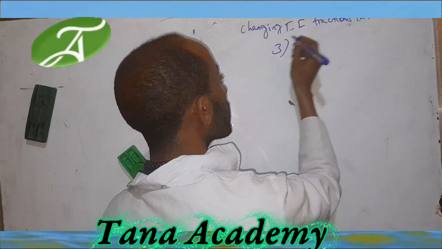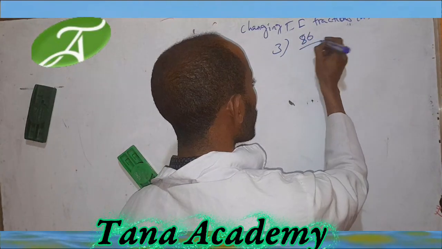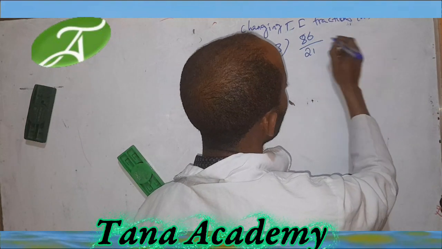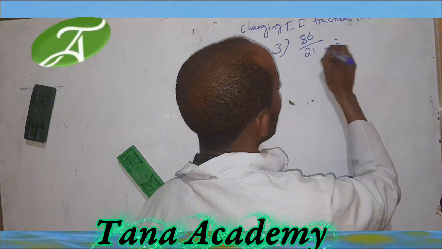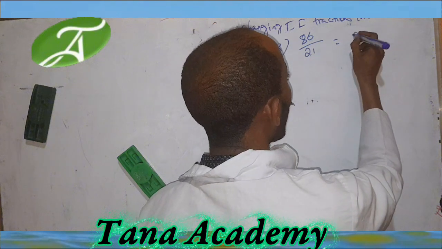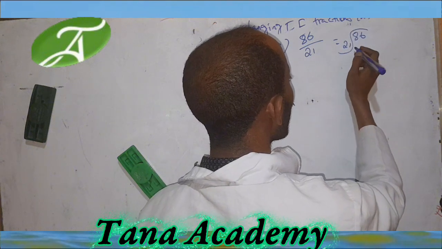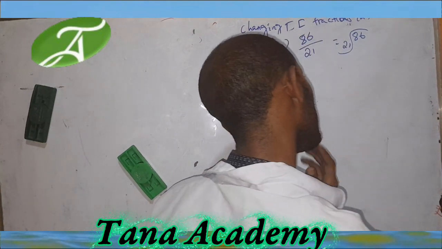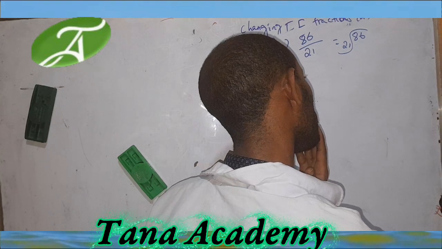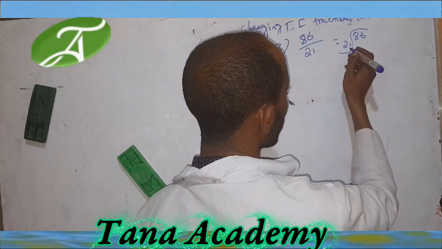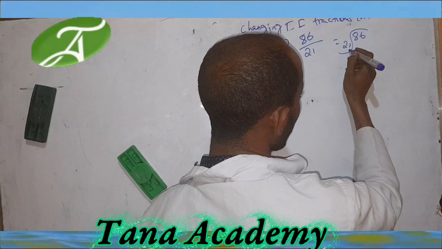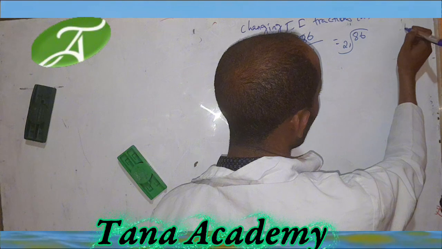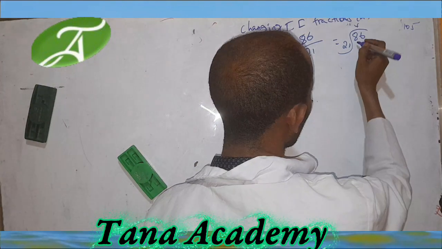3. 86 over 21. That means 86 is greater than 21, therefore it's an improper fraction. How do we change it to a mixed one? 86 by 21. 3 times becomes 63. 4 times 21 becomes 84, 5 times 21 becomes 105. Therefore we have to use 4 times.